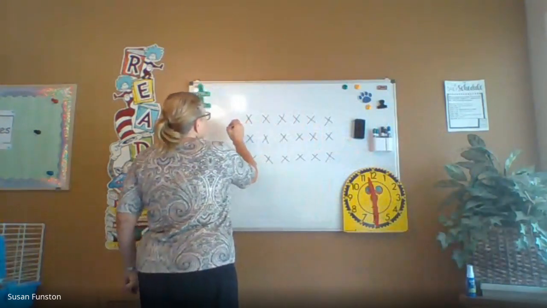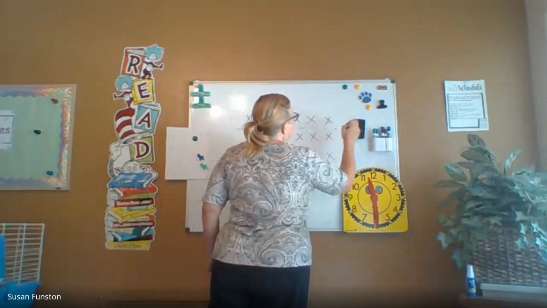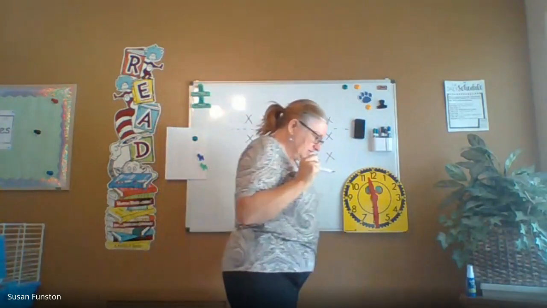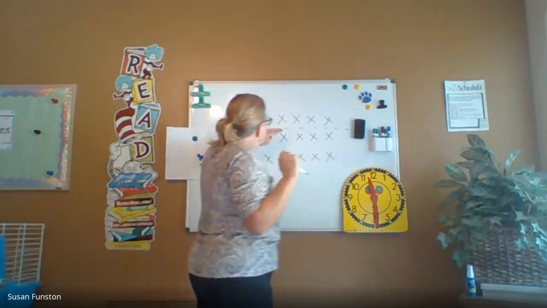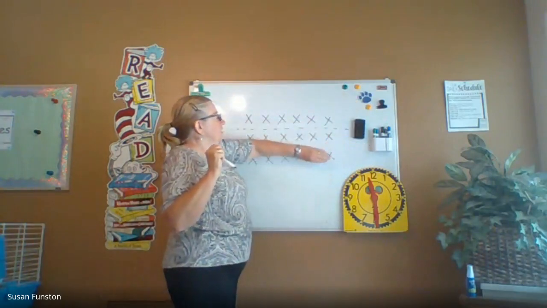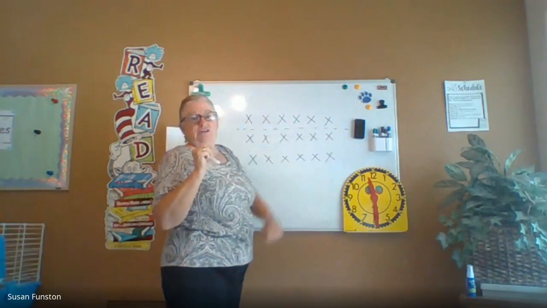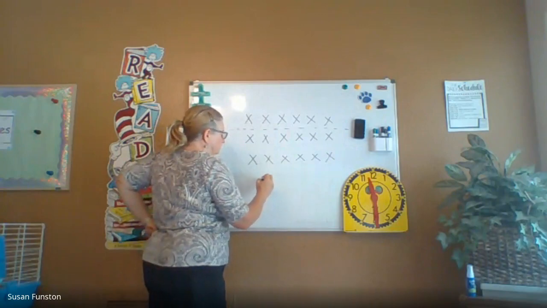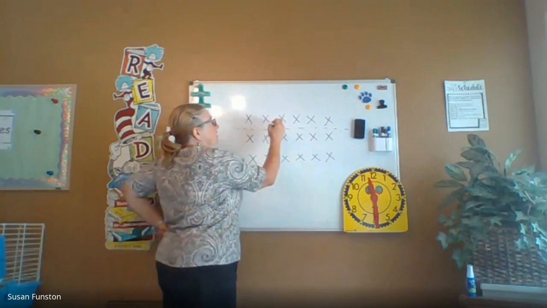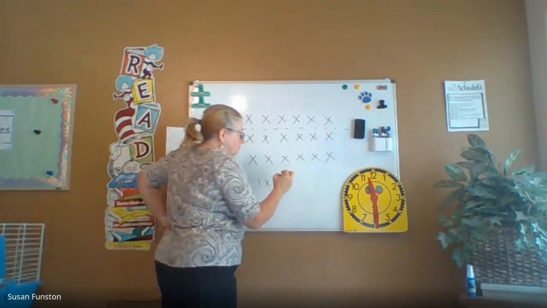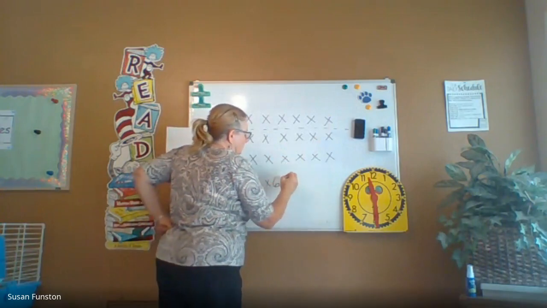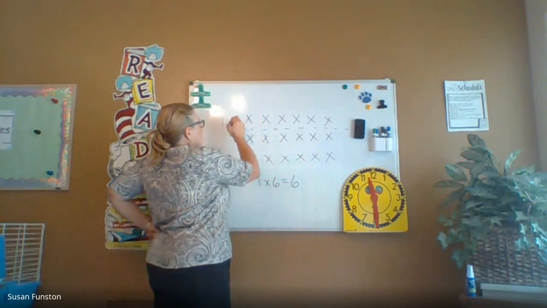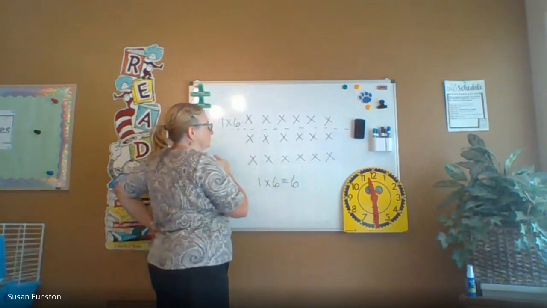And if I just look at my top row, what would my multiplication sentence be for just one guitar? So I'm just looking at my top row for one guitar. How many rows do I have? 1. How many strings are in each row? 6. So 1 times 6 is 6, and that's what I'm showing right here.